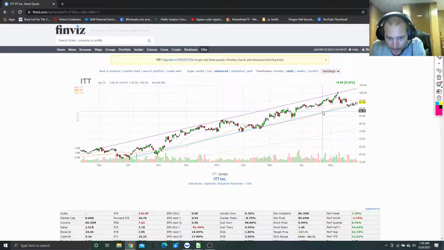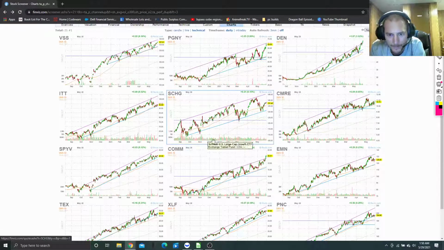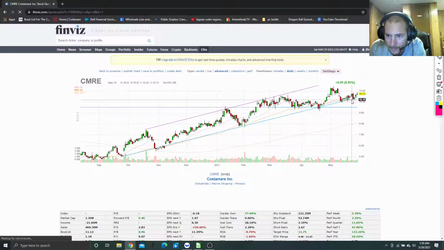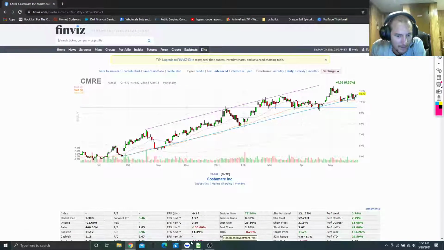price is at the bottom of this channel and it is in an uptrend, but I don't necessarily like this one because it's consolidated here for quite a while. So here's one. Let's look at this. This looks promising. Let's go have a look at CMRE and see what we see.